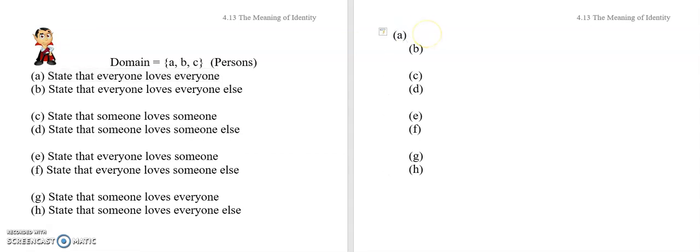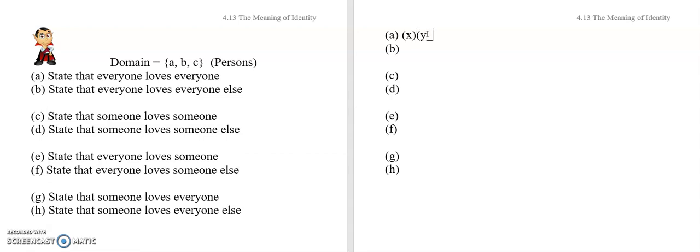Okay, so let's go ahead and try this together. Everyone loves everyone. So what we're going to do here is say for all X and for all Y, LXY. Everyone loves everyone. We didn't need to use identity to state that. But notice, as we've discussed in the past, this statement includes that everyone loves themselves. So this would include that A loves himself, LAA. It would include that B loves herself, LBB. It would include that C loves herself, LCC.